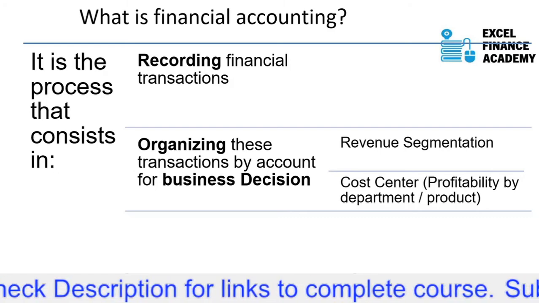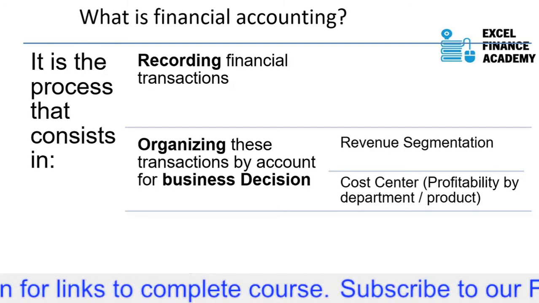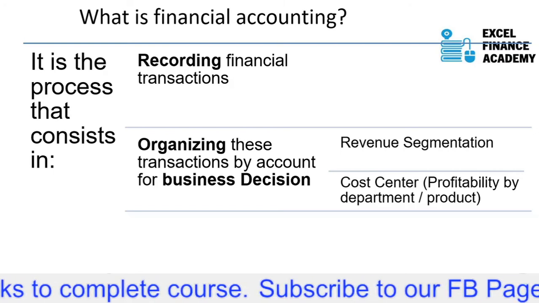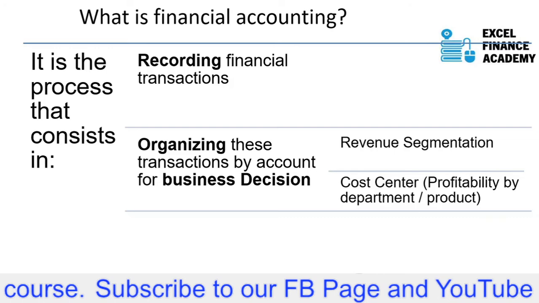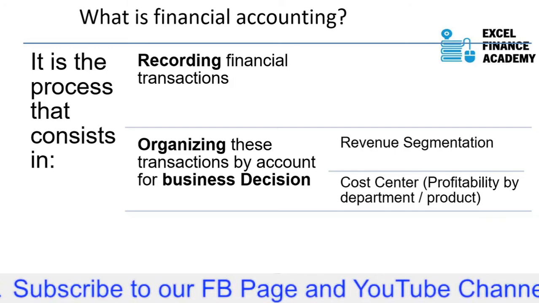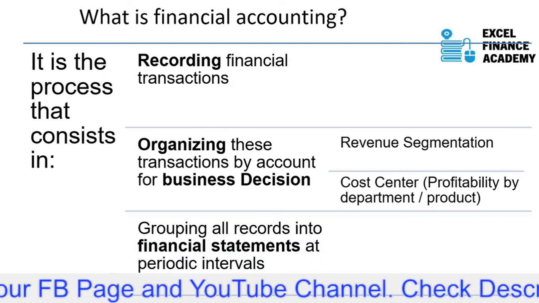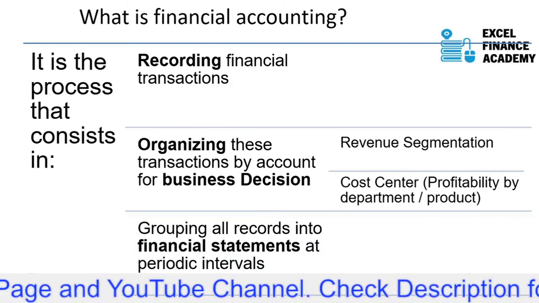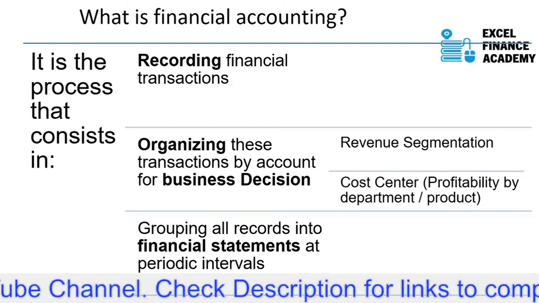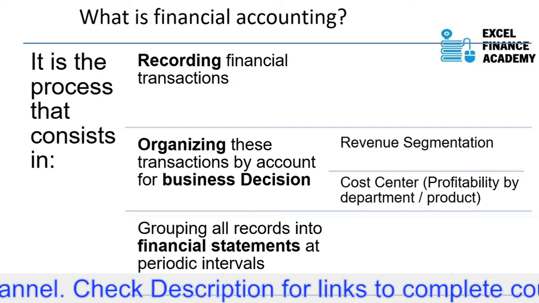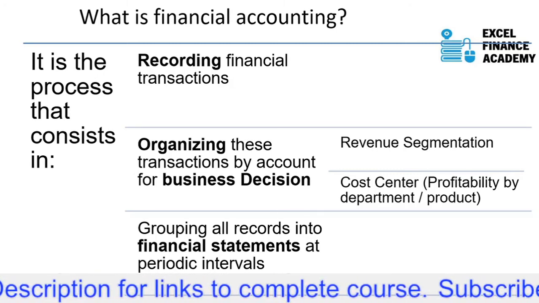So we want to segment the revenue. How will you know that? By segregating the transactions into each profit center for each segment of revenue, so that we can understand the business position, what is our existing business position. And finally, we group all these transactions into financial statements. The financial statements include your profit and loss, your balance sheet, and your cash flow. So there are three major financial statements that we use in our business: one is the profit and loss statement, one is the balance sheet, and one is cash flow.